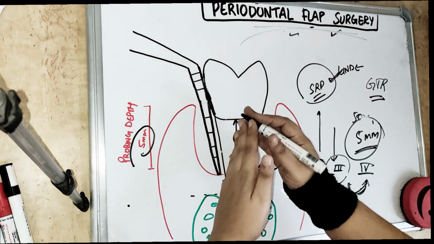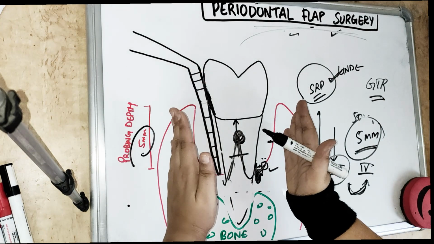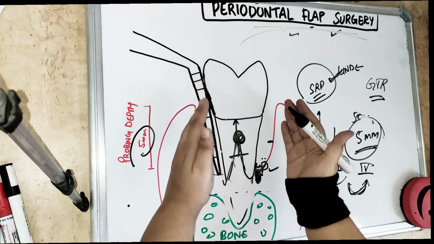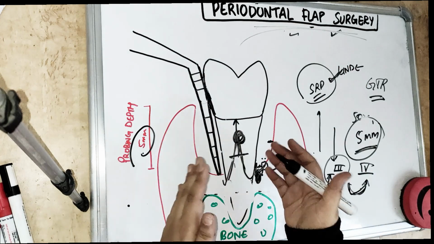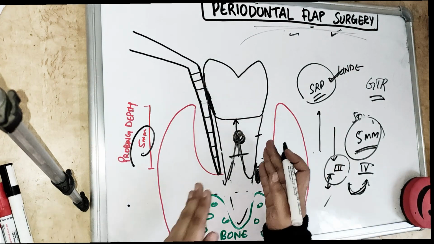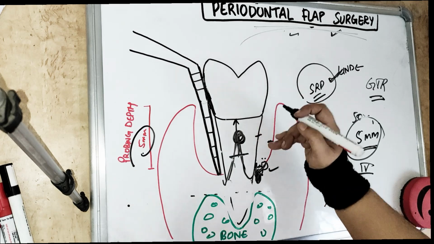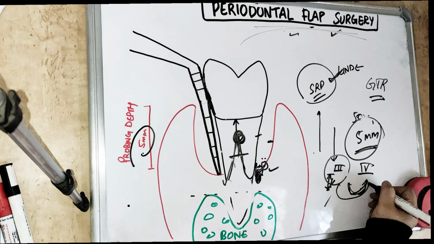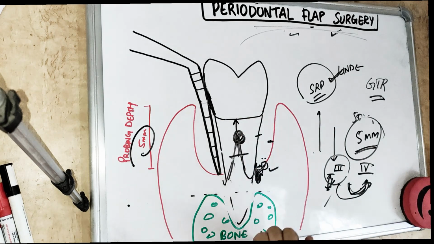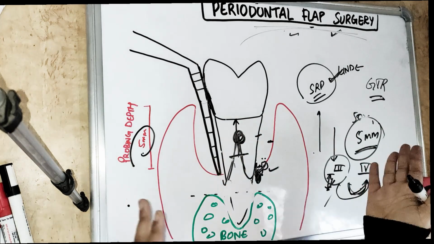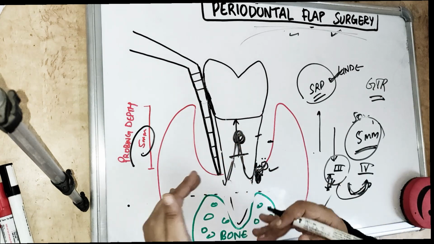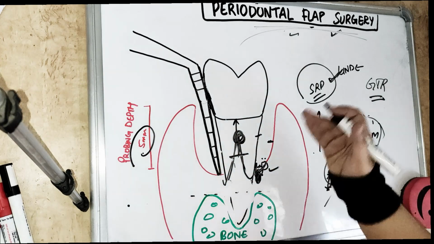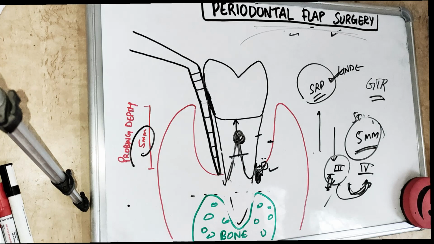Either we are removing it and keeping it back in place, or we are removing it and shifting it coronally. If there is recession, then we want to shift it more coronally. If there is a grade 3 furcation defect and we want to convert it to grade 4, then we shift it apically. So anyhow, whether we keep it in place or shift it here and there, that would be a periodontal flap surgical procedure.